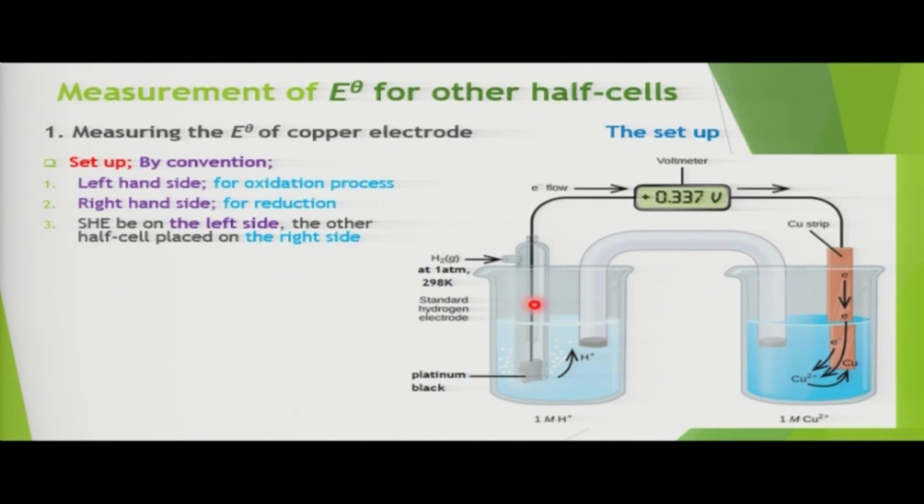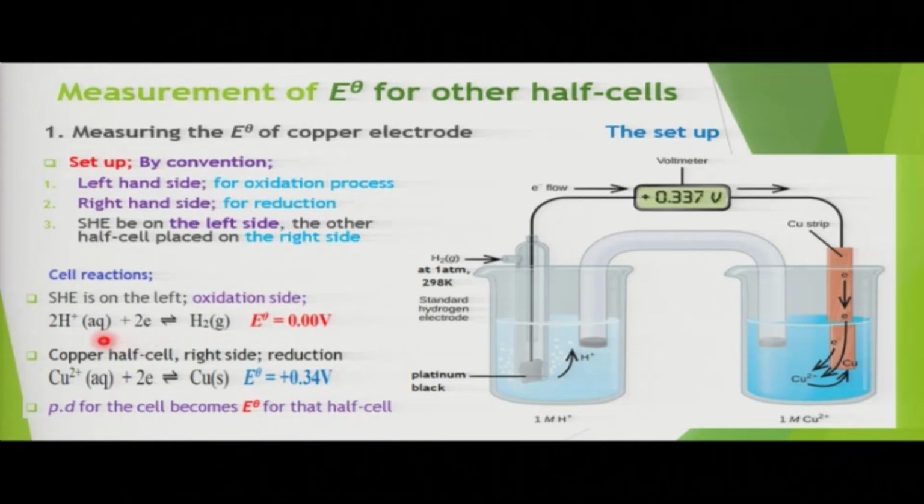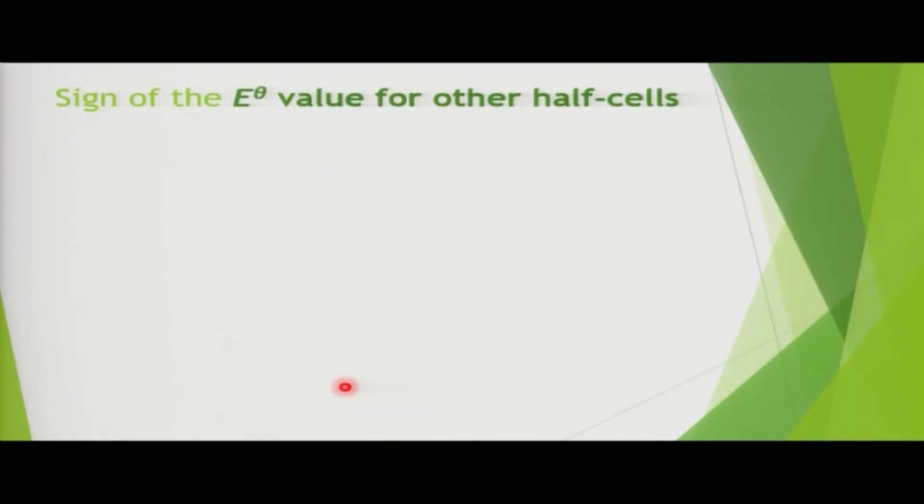So we expect it either to lose electrons or to gain electrons. For this setup, for instance, this is the cell reaction. The SHE with its potential 0 and the copper gaining electrons, and so it has a positive potential. Us understanding how to measure the E theta, or the standard electrode potential, we can see a few variations that come along, and that is the sign of the E theta.